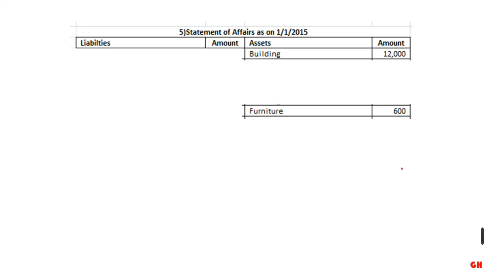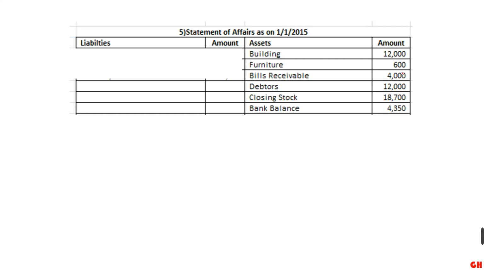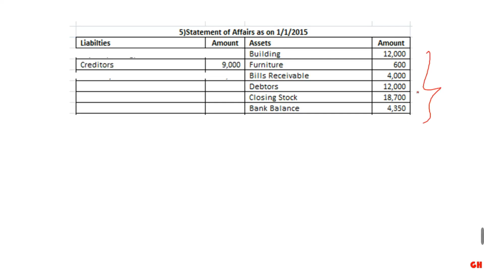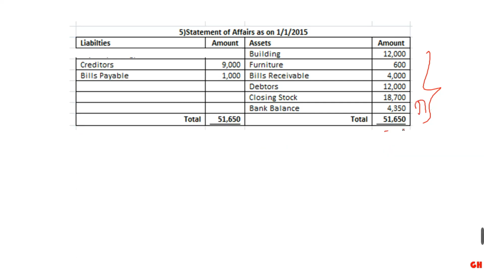Statement of affairs: all the liabilities, building, furniture will come, bills receivable, debtors, closing stock. I have already shown you how these figures are appearing here. Creditors 9,000, bills payable 1,000. So we need to balance. This is the heavier side, 51,650. Balancing amount was 41,650. This is very important to be shown in the balance sheet, because this information was missing. Balance sheet as on 31st December 2015.